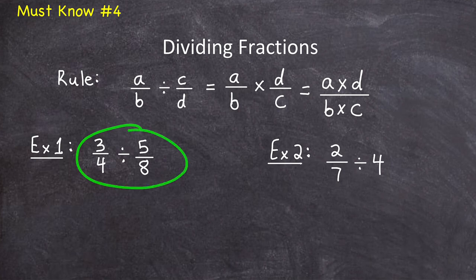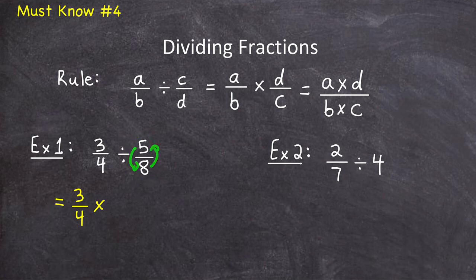Starting with example 1, whenever we're dividing 2 fractions, the first thing you can do is change it to a multiplication question. By keeping the first fraction the same, change division to multiplication, and do the reciprocal of the second fraction. That just means flip it. So instead of 5 over 8, if we flip it, it becomes 8 over 5. And now that it's a product of fractions, we can look to reduce in this step before multiplying, or we can multiply first and then reduce.